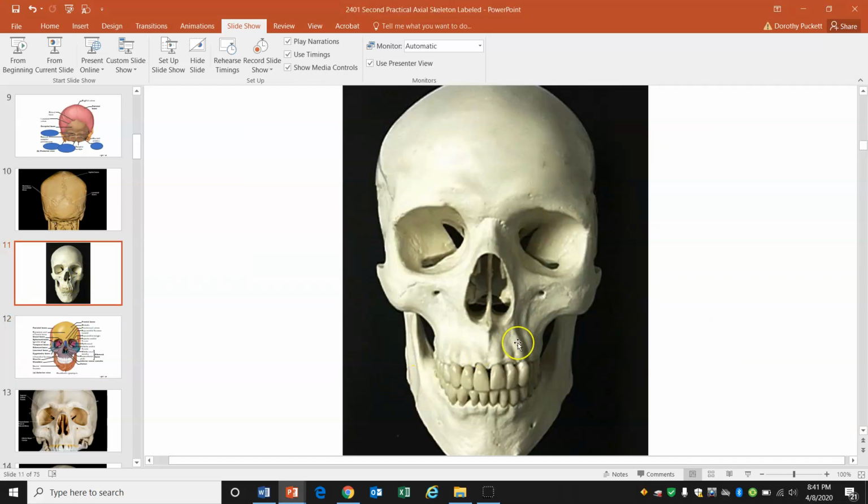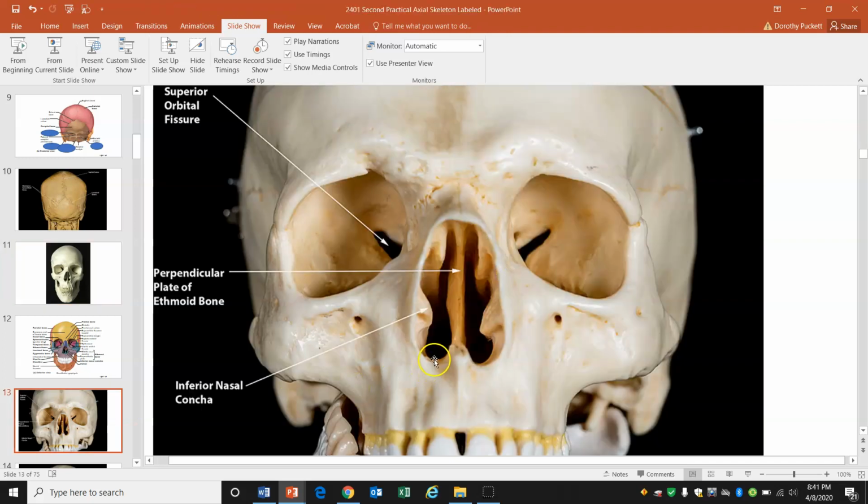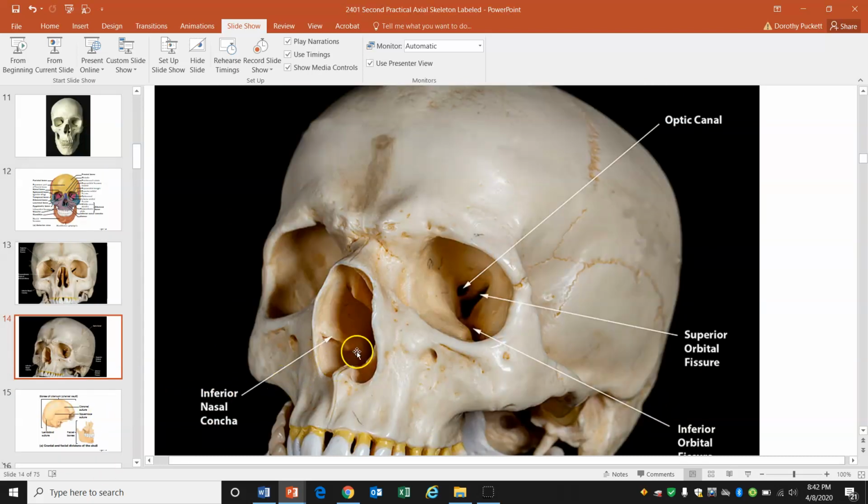Looking back at the actual skull, you can see the inferior nasal concha here on both sides, and the middle nasal concha here and also here. A little closer, this shows the inferior nasal concha, and then here is the middle nasal concha. Here is another view of the inferior nasal concha.